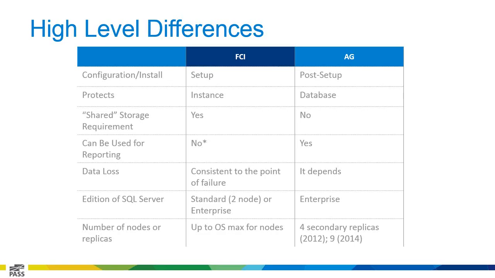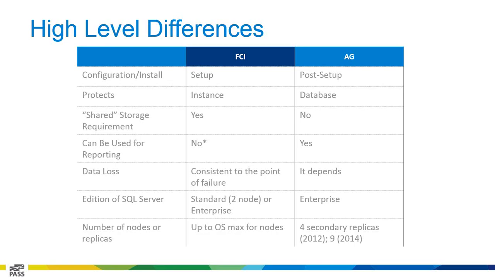One of the major differences between the two is that they protect different things. An FCI is what we call instance level protection. Everything inside that instance in the failover will go to the other server, or in the case of a cluster, we call the other servers nodes. Any server participating in a Windows Server failover cluster is a node. When you have that failover, everything in the instance goes over: jobs, logins, linked servers, you name it. It's basically your instance stopping on one node and starting on another, and I'll demonstrate that for you.